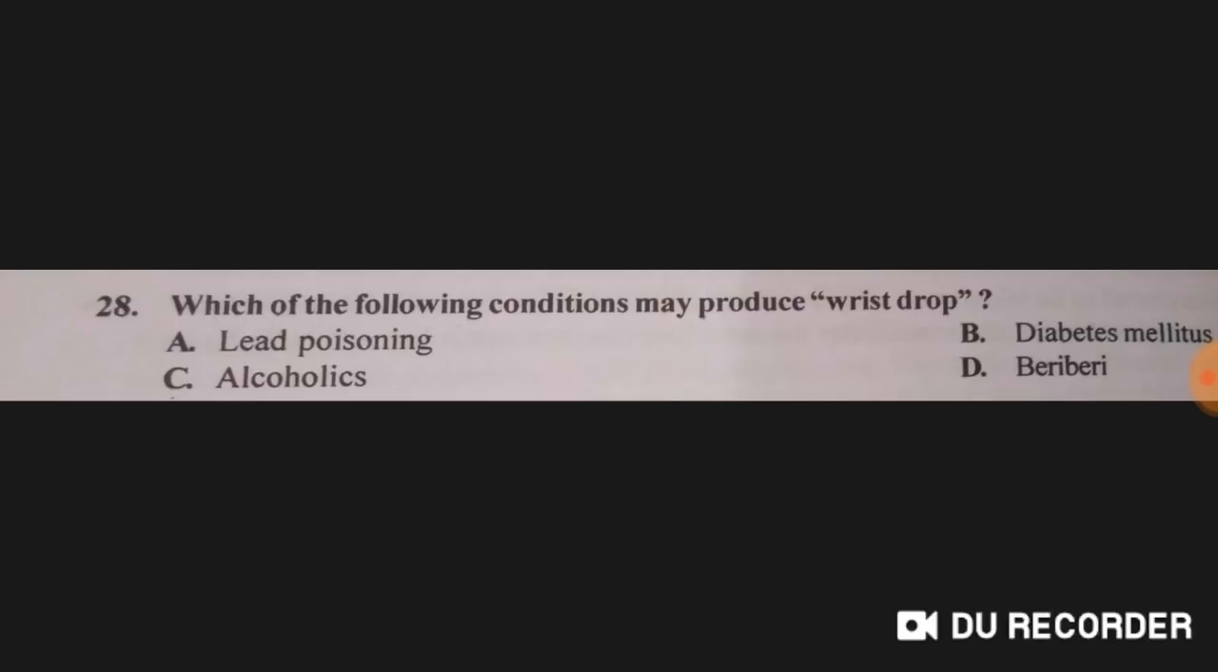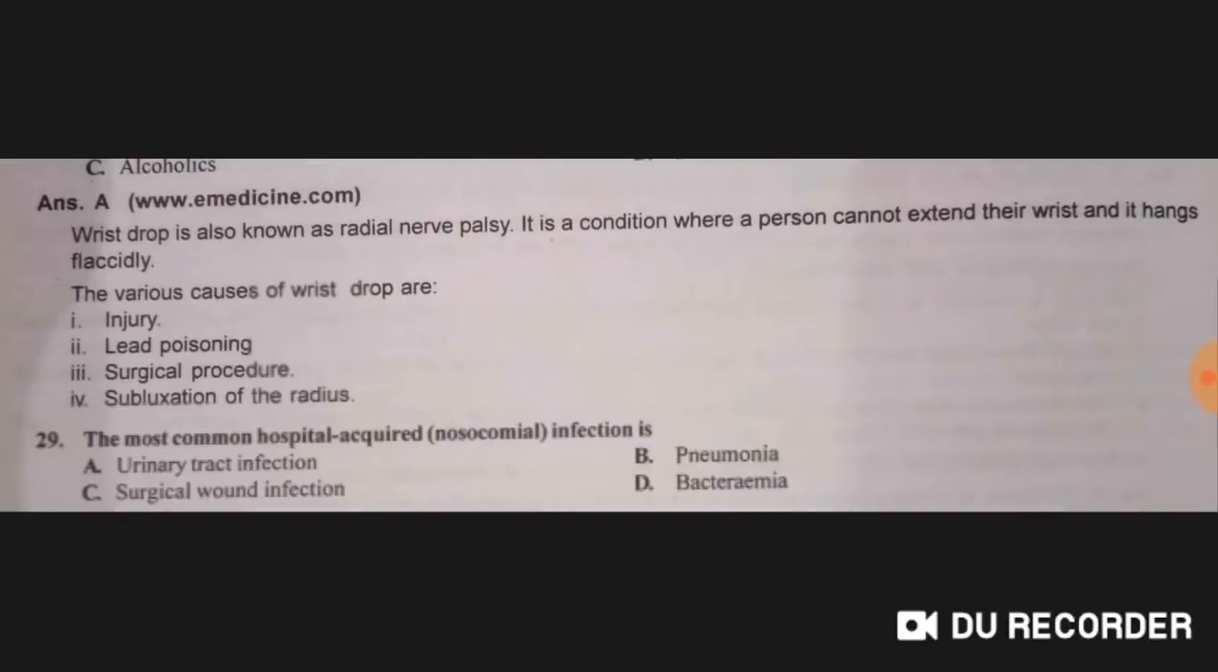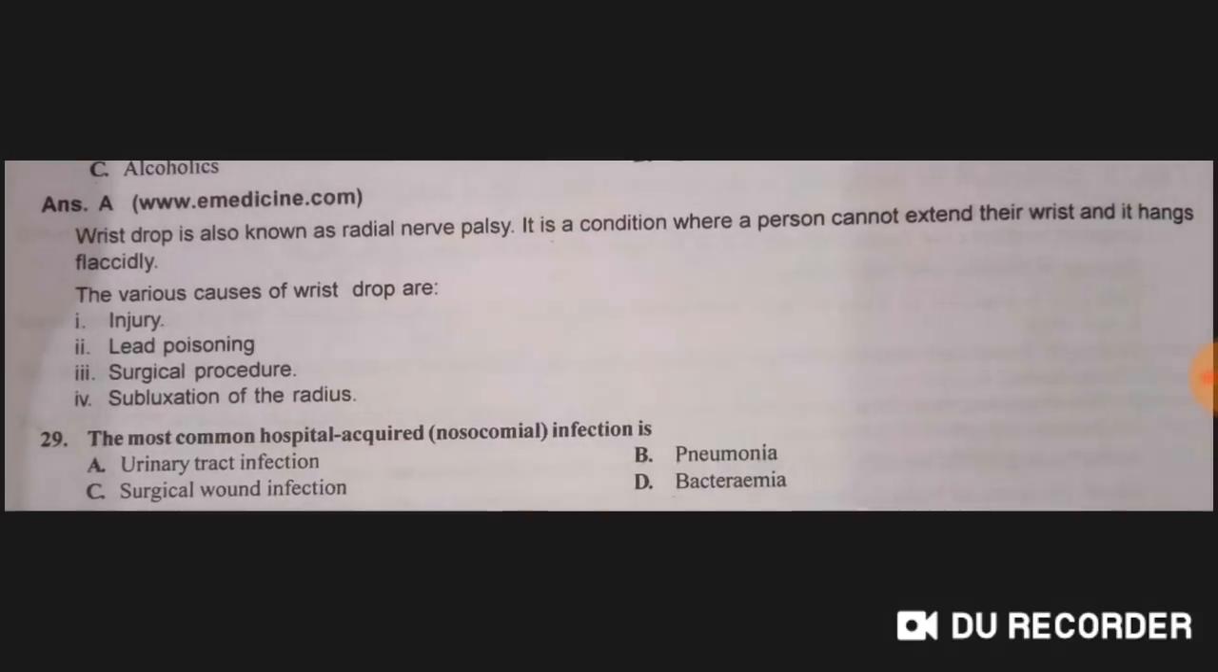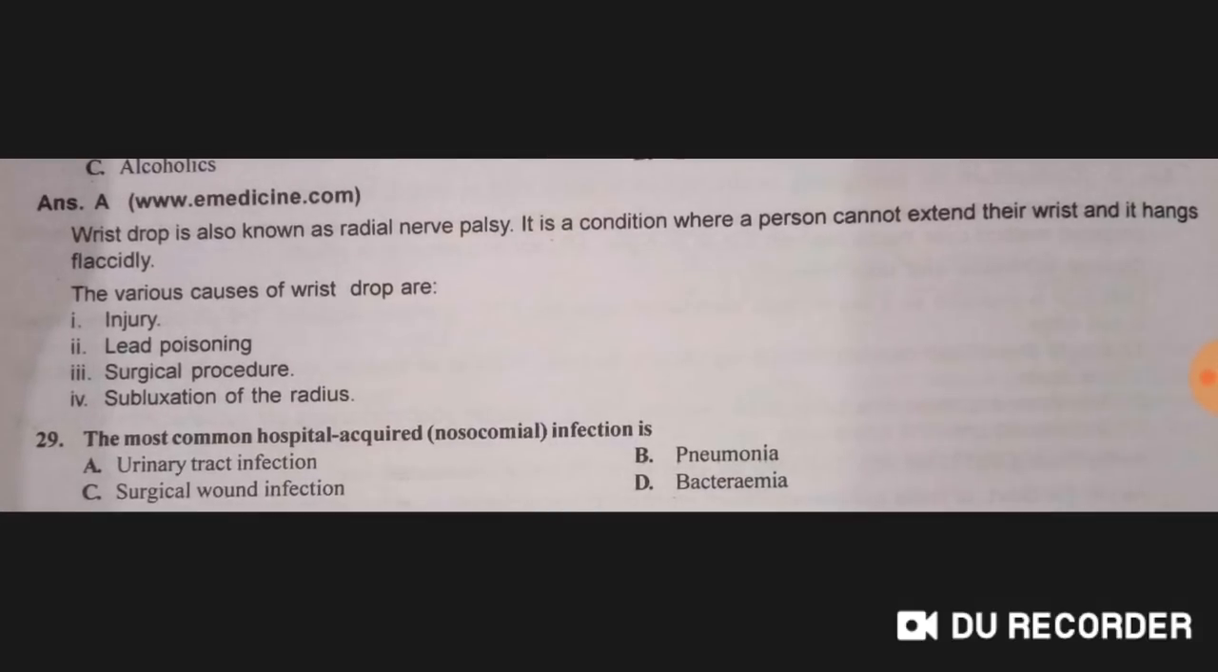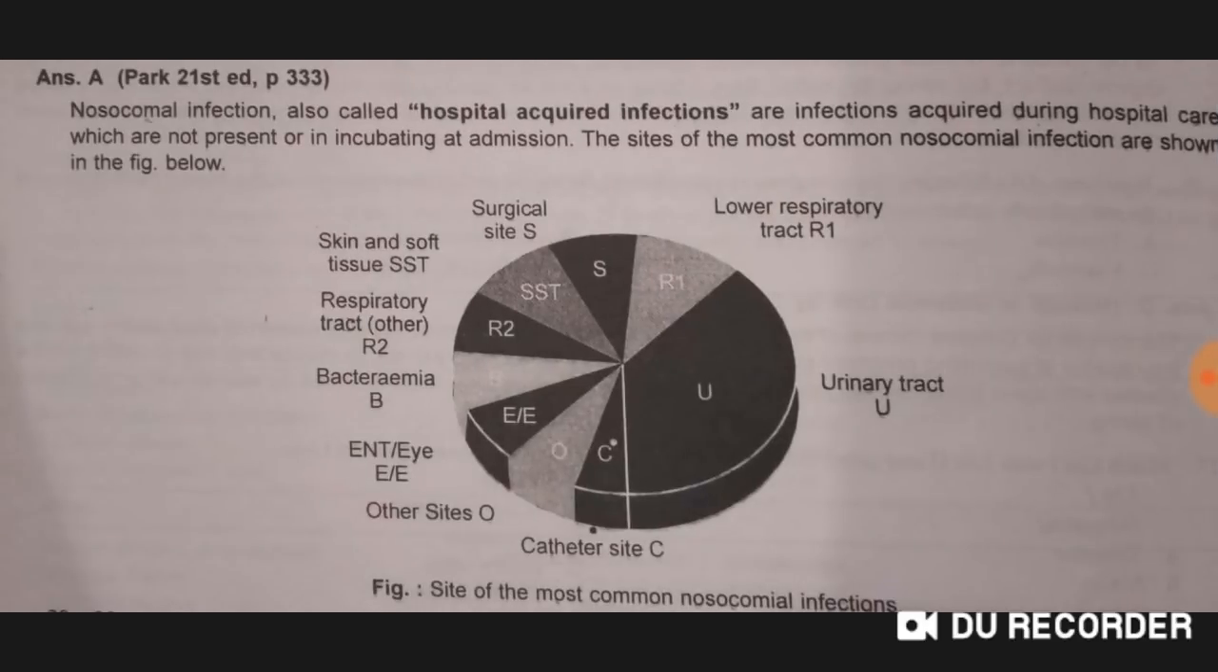Now, which of the following conditions may produce wrist drop? That is lead poisoning. Now, the most common hospital acquired nosocomial infection is UTI, urinary tract infection. A option is the right. Yeah, A is the right.